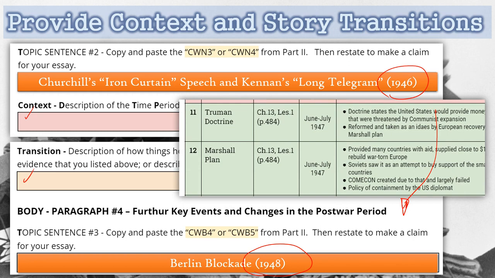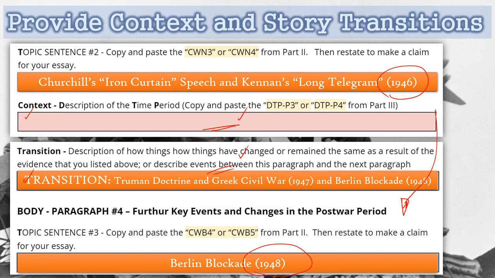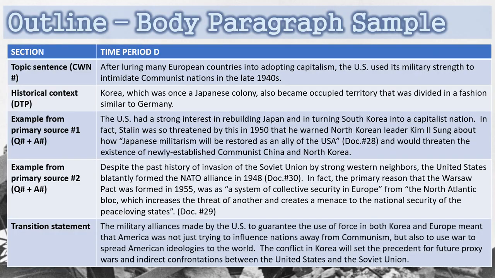So events like, for example, the Truman Doctrine, the Greek Civil War, and the Marshall Plan all happen in between Kennan's Long Telegram and the Berlin blockade. So you can talk about these events in between. In this case, the transition will be discussing the Truman Doctrine and the Greek Civil War in 1947 and the Berlin blockade in 1948, and that'll lead you to the primary source documents at hand. And so again, provide a transition statement or conclusion statement if this is the last body paragraph that you're looking at. It may look something like this.